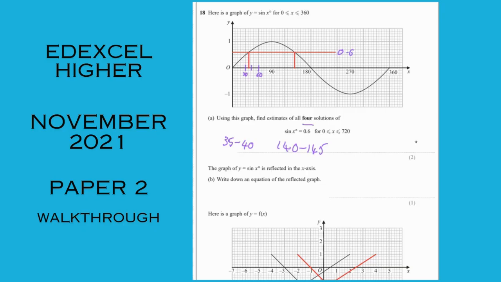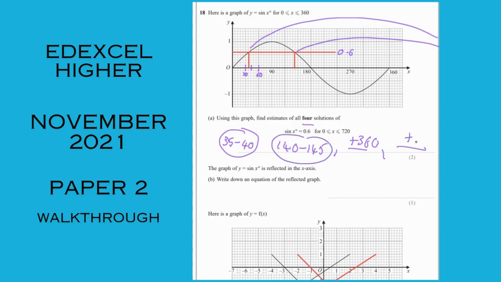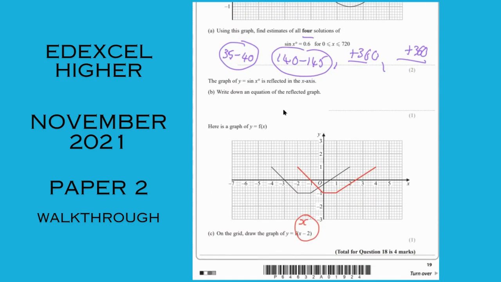But to get the next solutions, they're over there. So the sine curve repeats every 360. So to get the next 2 answers, whatever number you get here, add 360. And whatever number you get here, add 360. Whoops. Okay. Part B, it's got to squeeze it in.